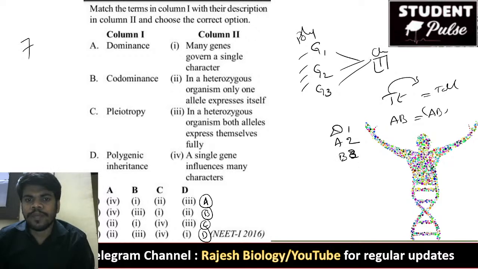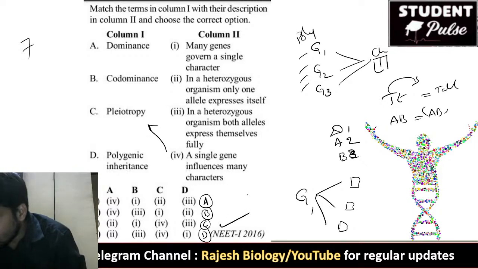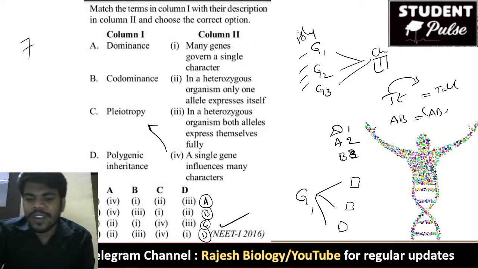A single gene influences many characters, that is pleiotropy. It is the complete reverse condition. Single gene but many characters: character 1, character 2, character 3. Pleiotropy. So the right answer is option D. Yes, perfect. Bhargavi, superb. And Lokesh also says D. Very good. Option D is the right answer.